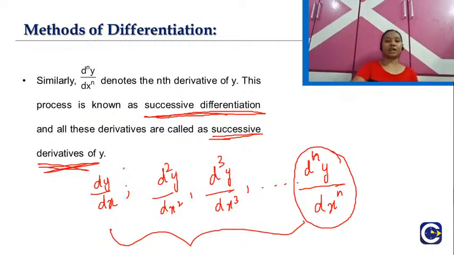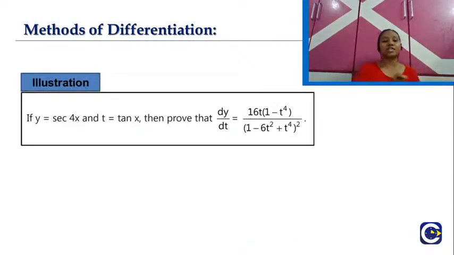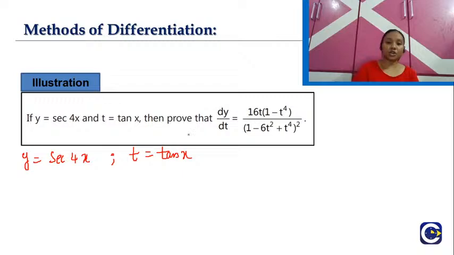With this, we have finished all the concepts in our methods of differentiation. So we'll wind up this class by solving one last question for our chapter, methods of differentiation. Here is the question which they have given: the function y is equal to secant 4x and t is equal to tan x. You have to prove dy by dt equals 16t into 1 minus t power 4, divided by 1 minus 6t square plus t power 4, whole square.